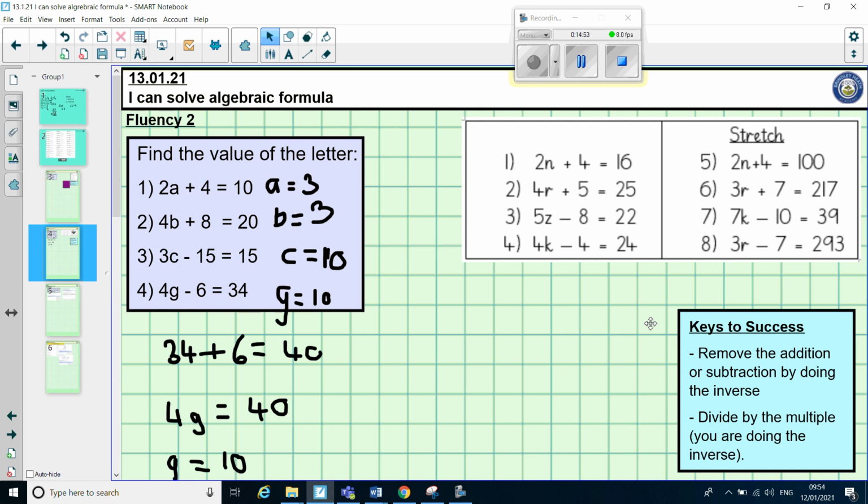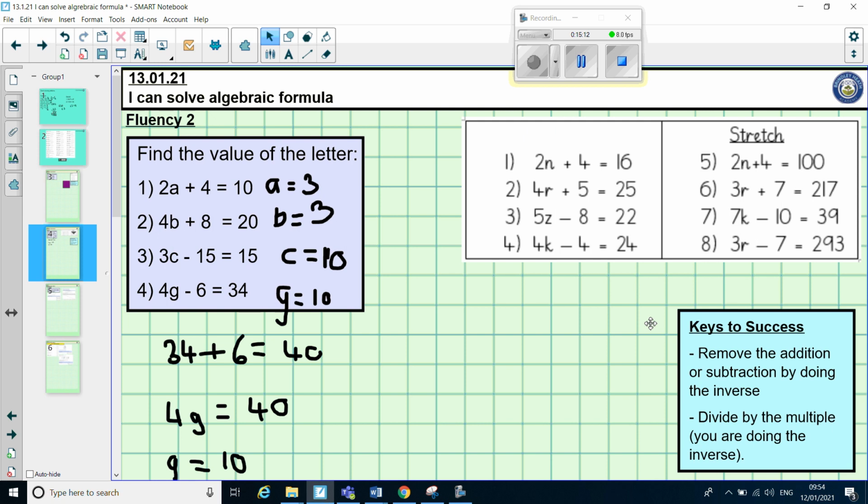Okay, year 6, I'll go through the answers to those then. So for number 1, n equaled 6. Number 2, r equaled 5. Number 3, z equaled 6. Number 4, k equaled 7.